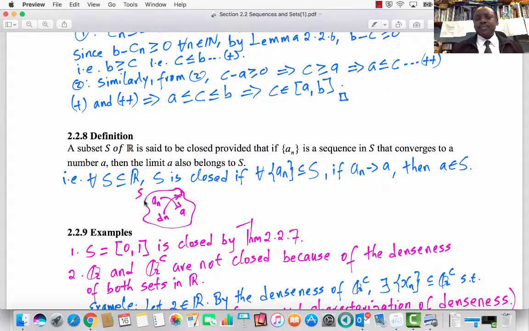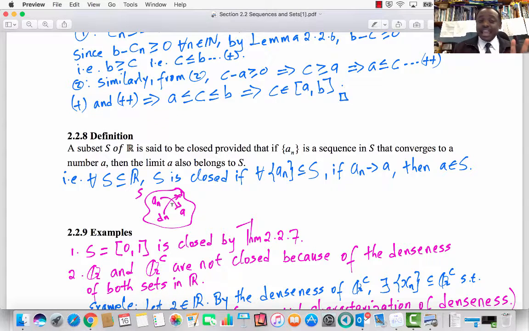Now let's go ahead and provide what I call the sequential definition of closedness for a subset S of real numbers. We say that a subset S of real numbers R is said to be closed provided that if there is a sequence an in S that converges to a number A, then A also belongs to S. So a subset of the set of real numbers is closed provided that if I can find a sequence in S that converges to a limit, the limit must also be in S.